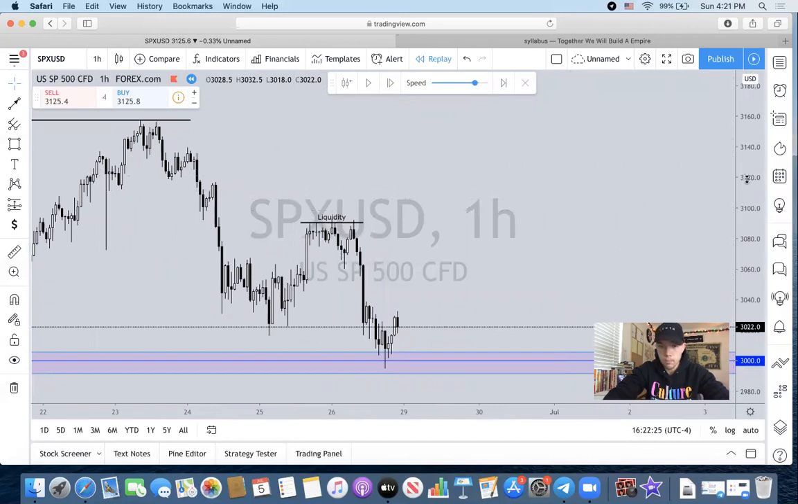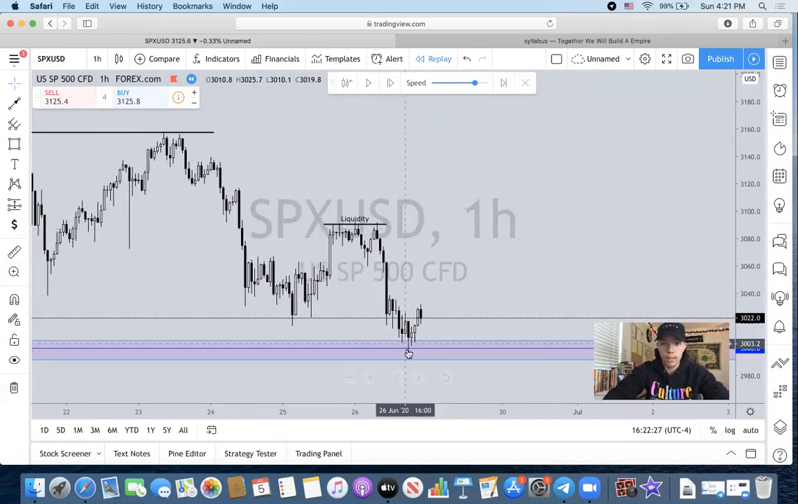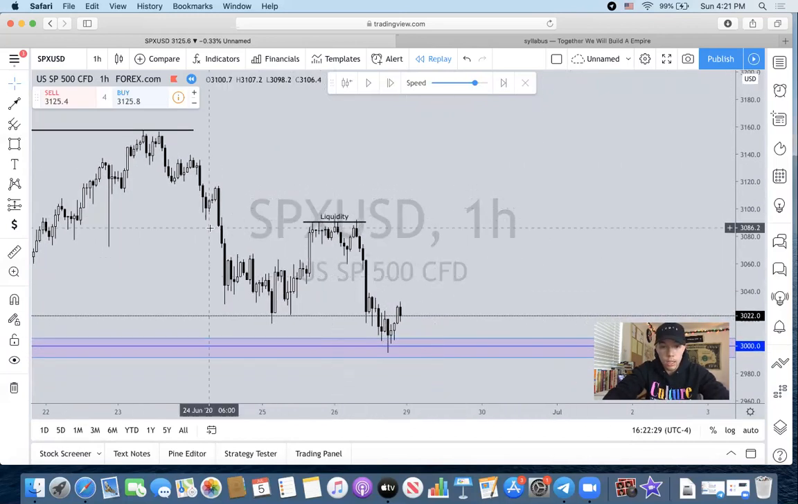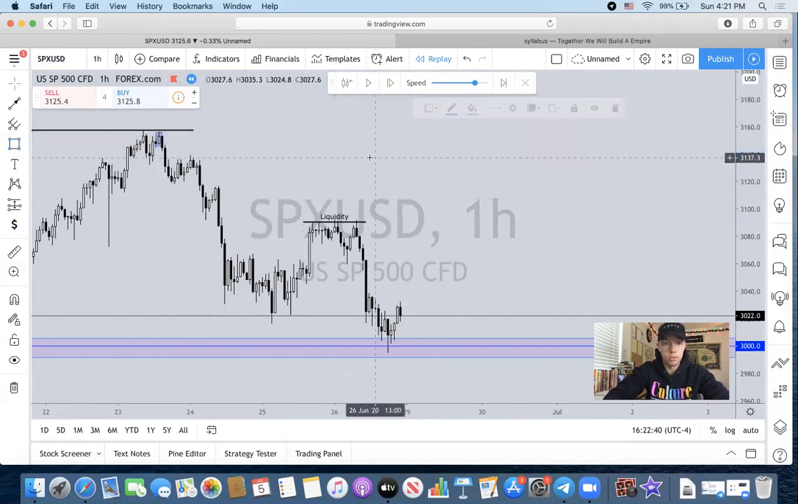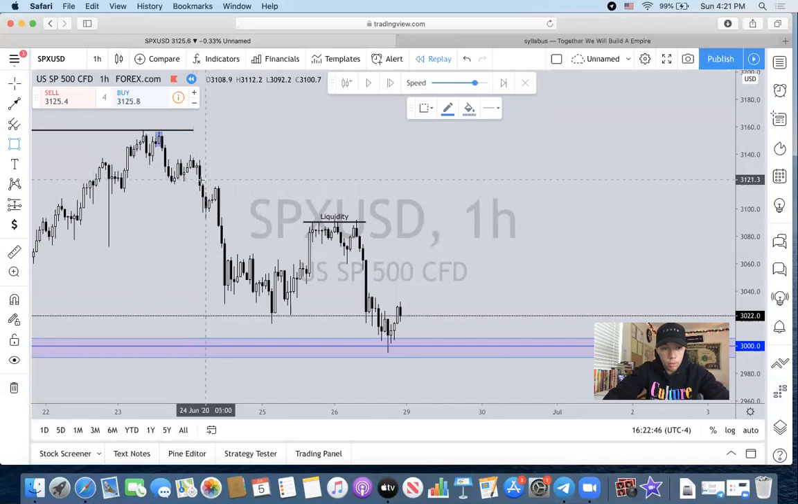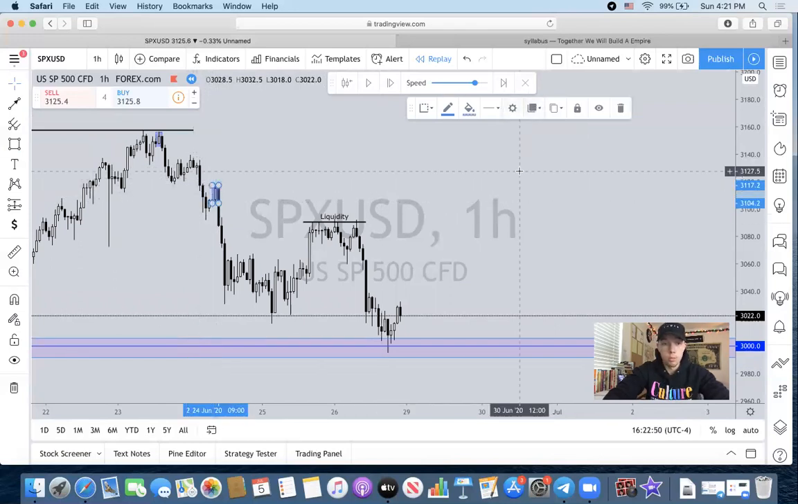Because look, if we're respecting 3,000, you guys need to understand what candles we are going to look for us to play into. Look at this down movement, right? We have this up candle before a down move. We have these up candles before a down move that left a little imbalance here. We have this up candle before a down move.